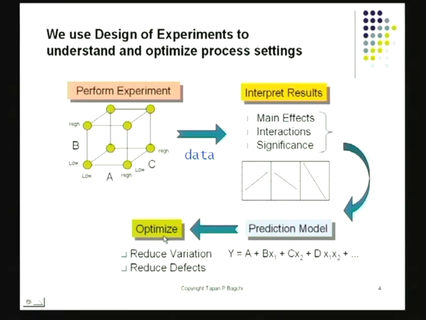And in optimization, we do a couple of things. We try to reduce variation, and also we try to reduce defects. We try to cut losses, and also we try to reduce variation. What has been our approach here? It's been empirical. It has not been like working out the theory and then finding the optimum point. It's not been that way. We've run some experiments with the real process.